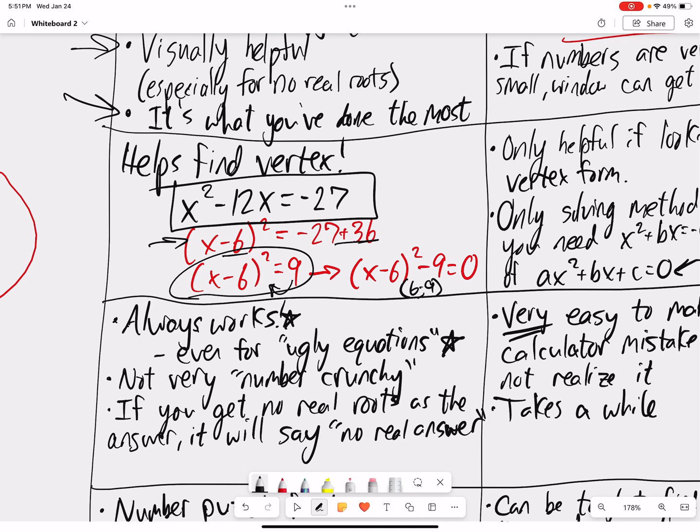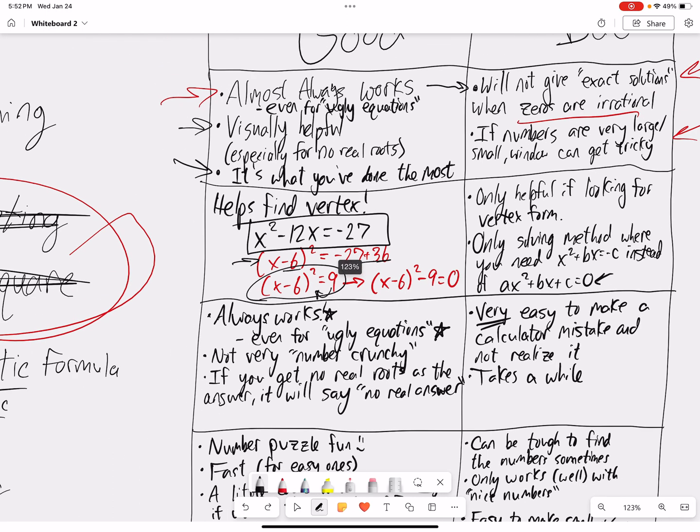So the other way would just be to graph it and calculate the vertex. But if you ever wanted to do it by hand, completing the square is your go-to. Other than that, it's only really helpful for vertex form. And it's the only method where you need C to be on the other side instead of with all the other numbers in standard form. So that's kind of weird.